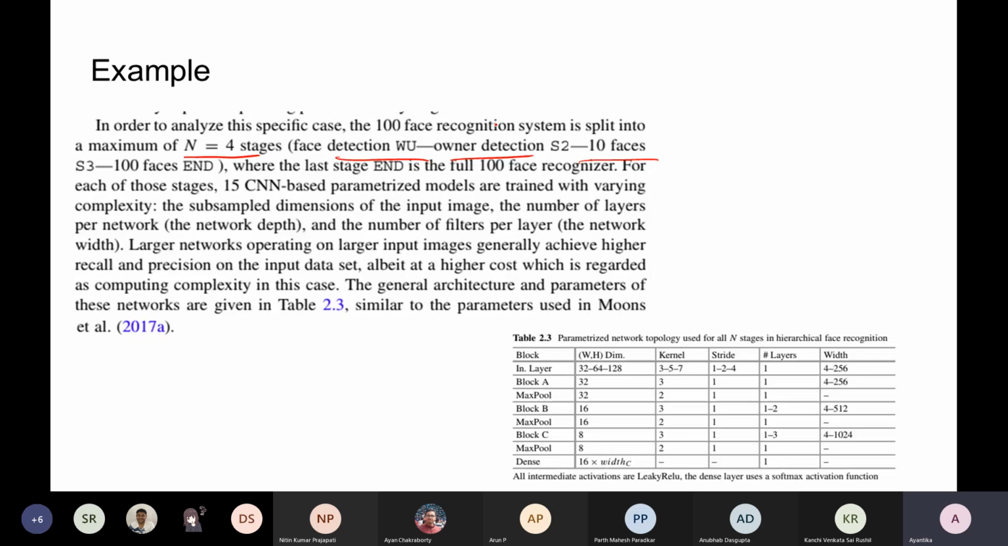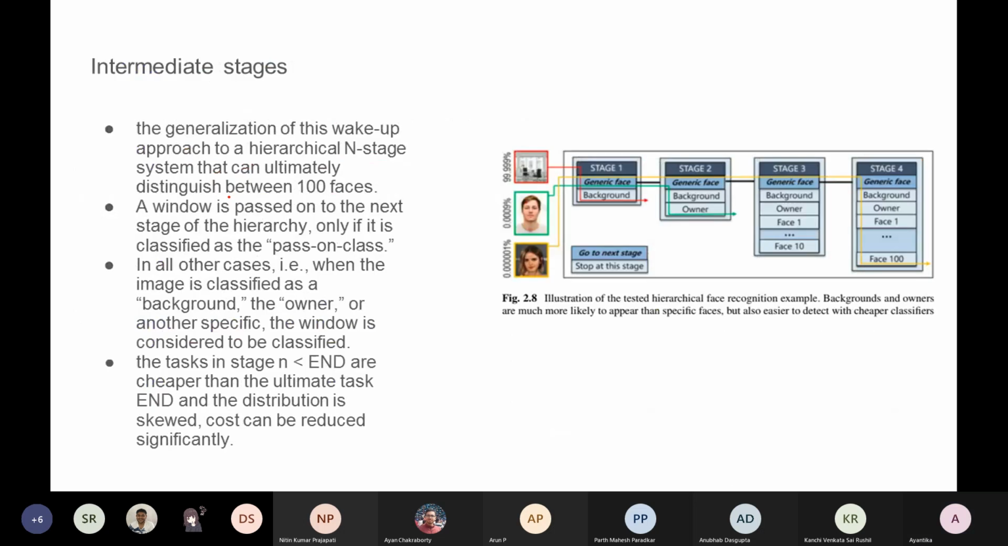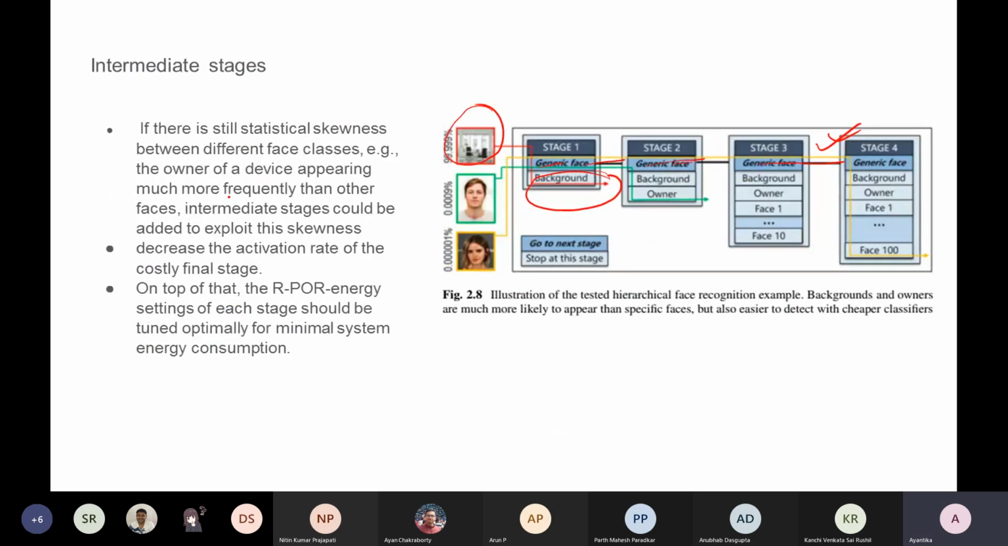So you can see here someone is asking that for each stage they have some parameter models. For each stage you are defining the models, and based on that you are computing the pass-on weight and misclassification probabilities, etc. Okay, is it clear?